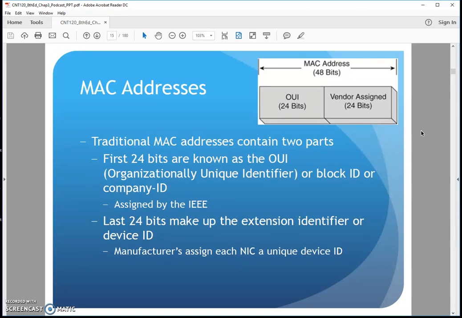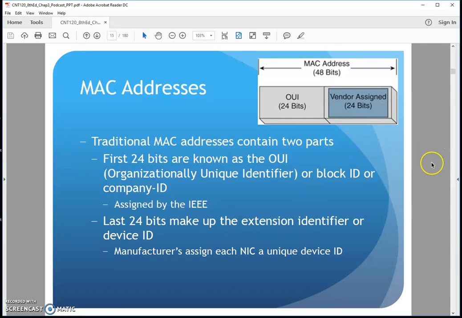Traditionally, a MAC address contains two parts. The first 24 bits are known as the OUI, Organizational Unique Identifier, or Block ID, identifying the company that made it. This is assigned by IEEE. So the first half of a MAC address would identify the manufacturer. Meanwhile, the last 24 bits is a uniquely assigned ID for a node, for a NIC, if you will.